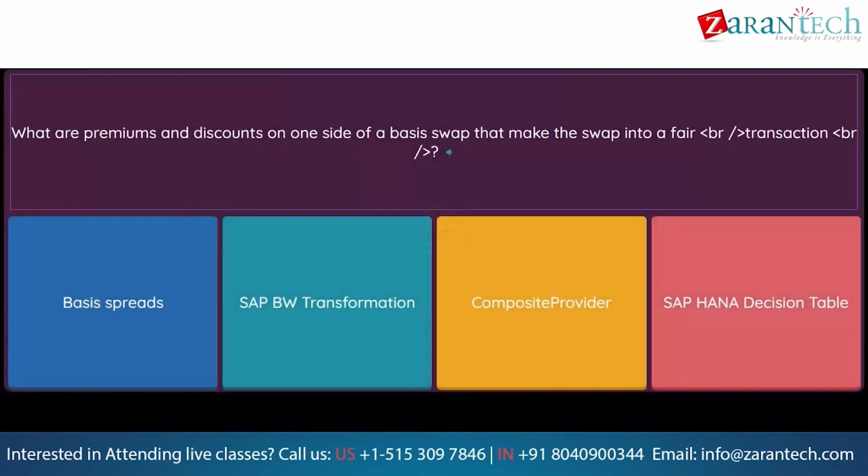Question, what are premiums and discounts on one side of a basis swap that make the swap into a fair transaction? Option 1, Basis spreads. Option 2, SAP BW transformation. Option 3, Composite provider. Option 4, SAP HANA decision table.